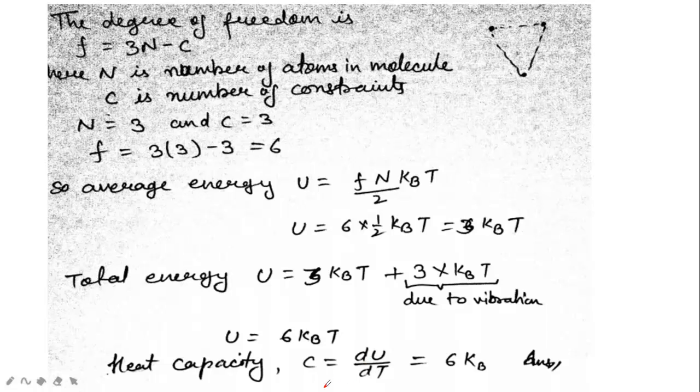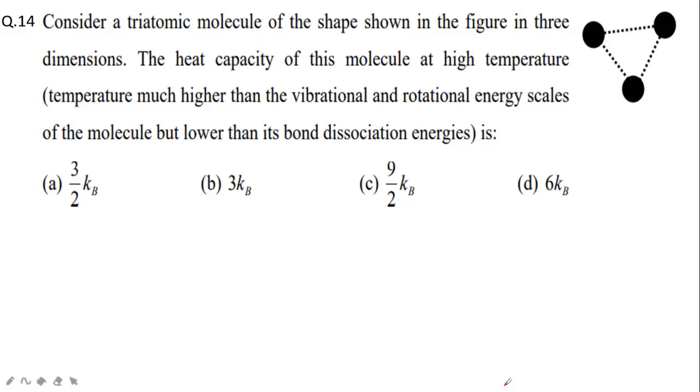which is C = dU/dT. And when you do this, you get 6 kB. So the correct answer is option number D, 6 kB.